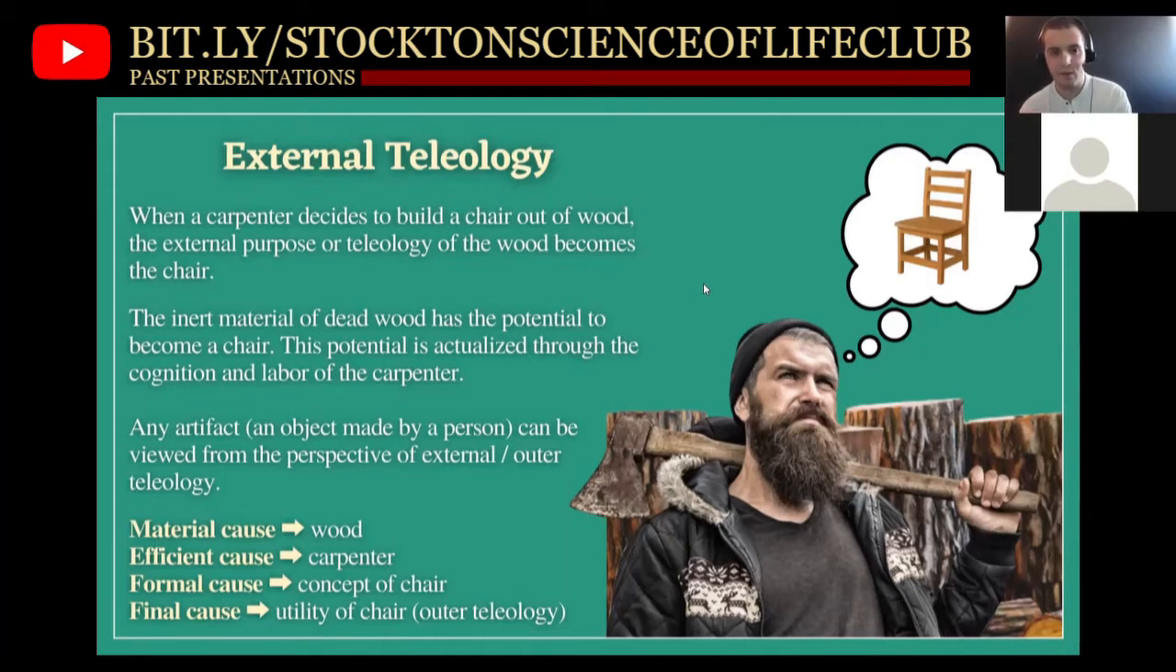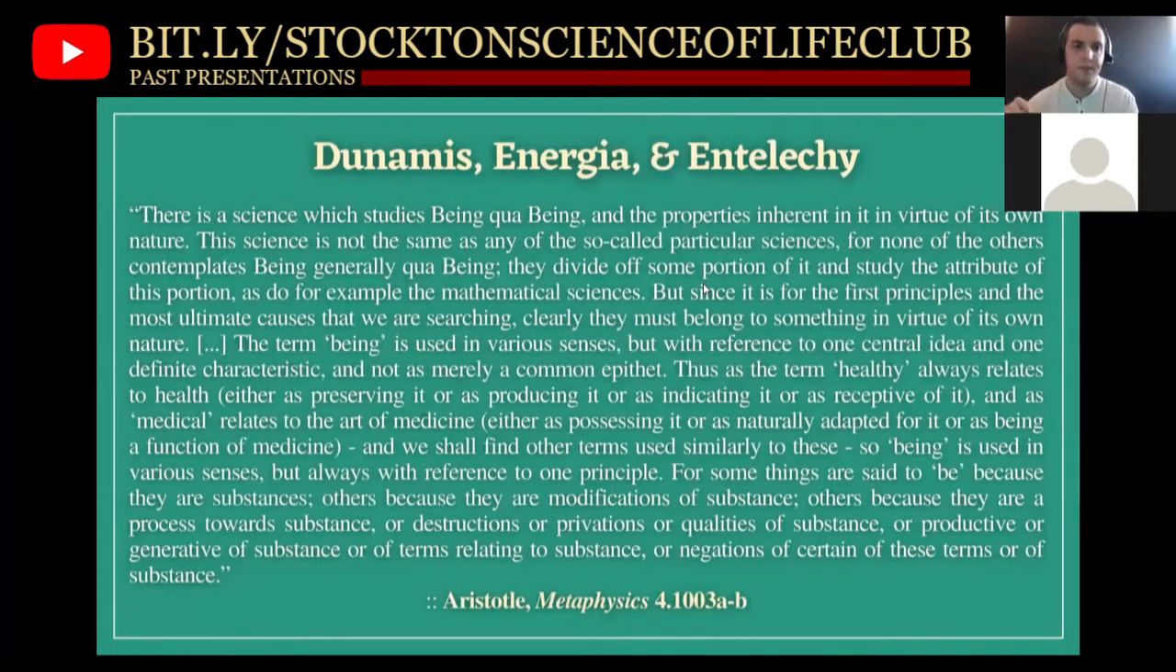So it gets a little bit deeper when we're talking about internal teleology. When we're talking about the internal reason of life, of a human being, what is the reason or purpose of life? That reason will be the cause of the existence of living organisms. So now we'll go more into this dunamis, which means potentiality, energia, which is actuality, and entelechy, which is the process of actualization.